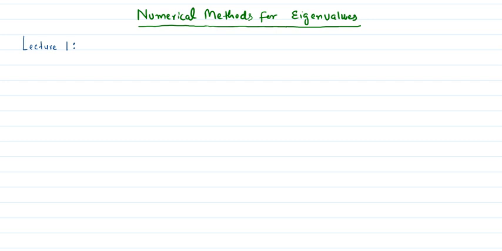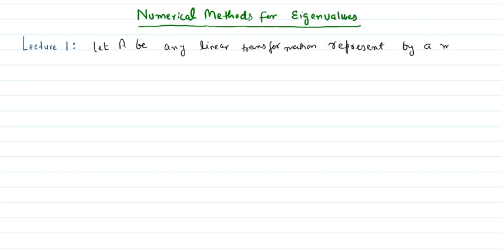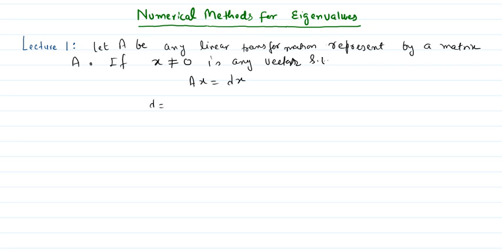So let A be any linear transformation which is represented by a matrix, and if x is a non-zero vector so that A of x equal to lambda of x, then this number lambda is called eigenvalue, and this number lambda is also called characteristic value, and this vector x is called eigenvector.